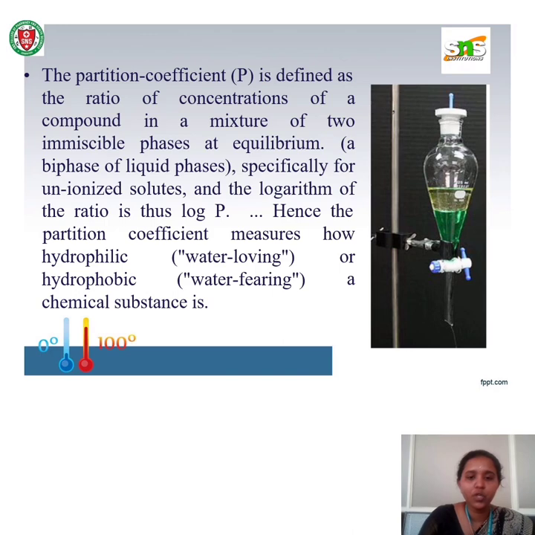The partition coefficient is defined as the ratio of concentration of a compound in a mixture of two immiscible phases at equilibrium, specifically for unionized solutes, and the logarithm of this ratio is log P. Hence, the partition coefficient measures how hydrophilic, I mean water loving, or hydrophobic, water fearing, chemical substances are.